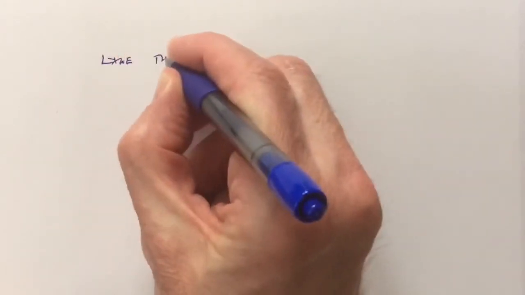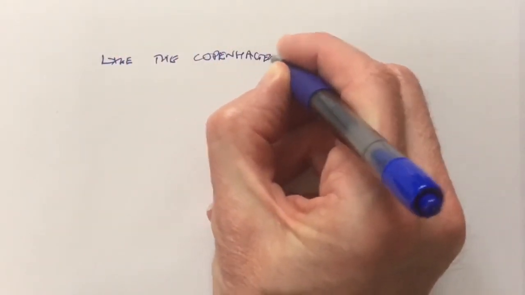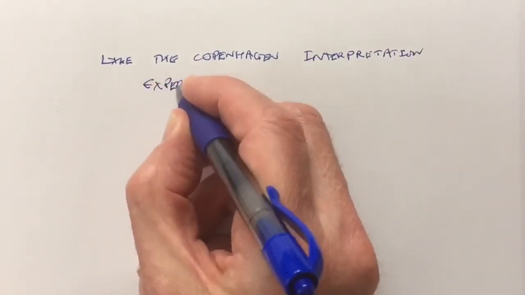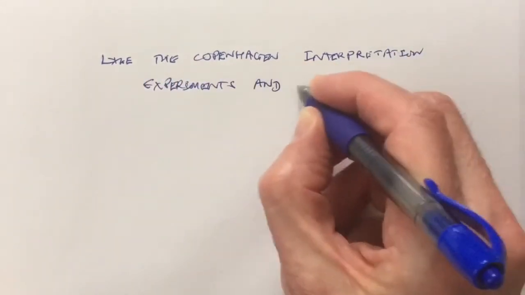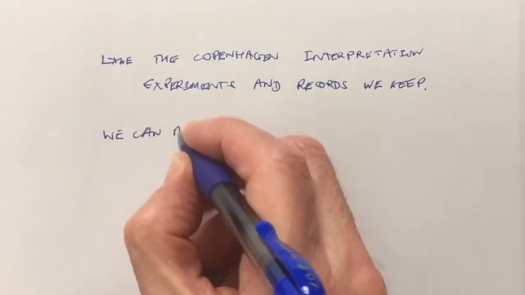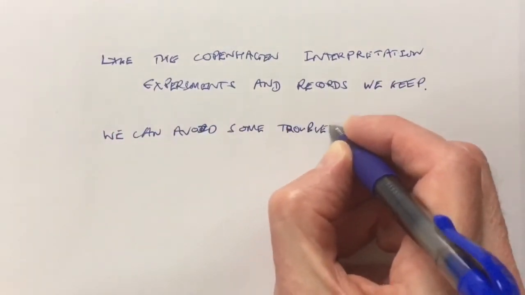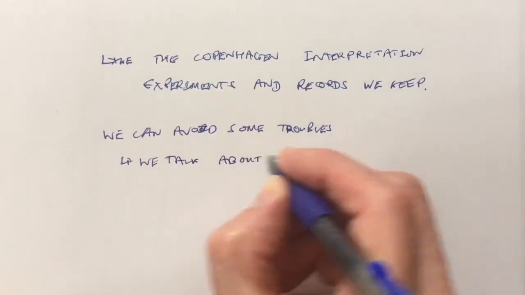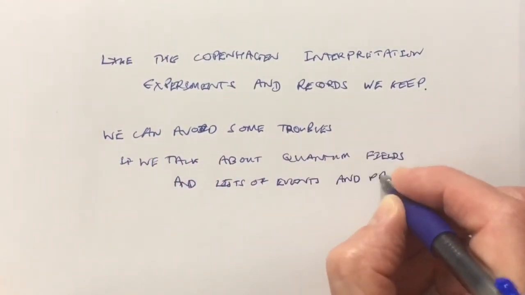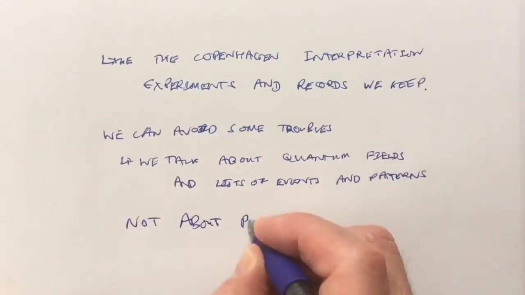What we've been seeing is somewhat like the Copenhagen interpretation. There are experimenters, experiments, and the records we keep. Nothing else to see here. But the Copenhagen interpretation doesn't talk about events. We can avoid some troubles, even many, if we talk about quantum fields and lists of events and patterns, not about stuff that supposedly causes the events and patterns we see that isn't very useful.